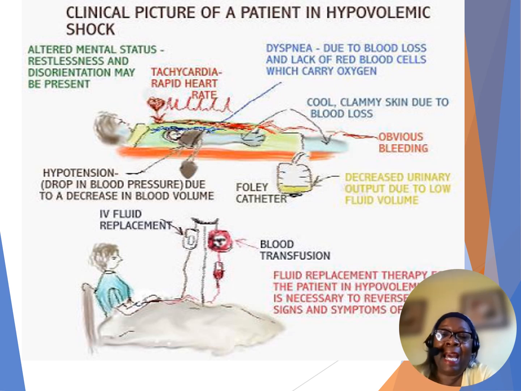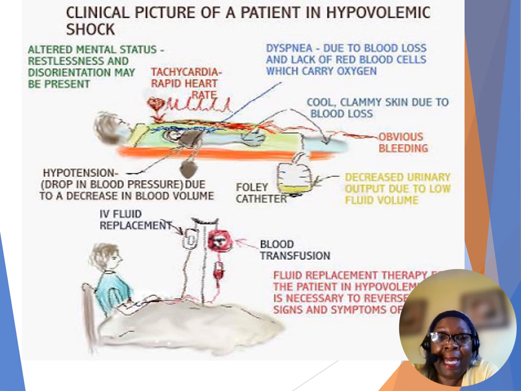In this picture, there's obvious bleeding. So this is a hemorrhage. The person may have been in an accident or whatever, but there's an obvious bleed, not a bleed from a cancer or something destroying red blood cells. Going back over here on the left, there's hypotension. That means there's a drop in the blood pressure because why? There's a decrease in blood volume.